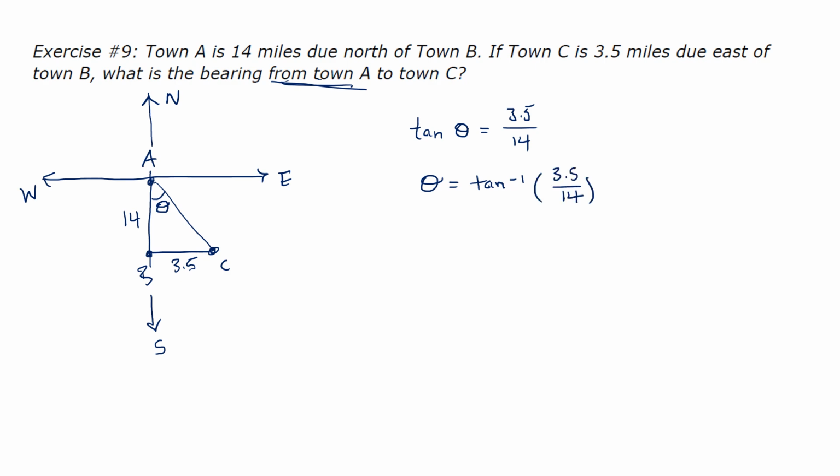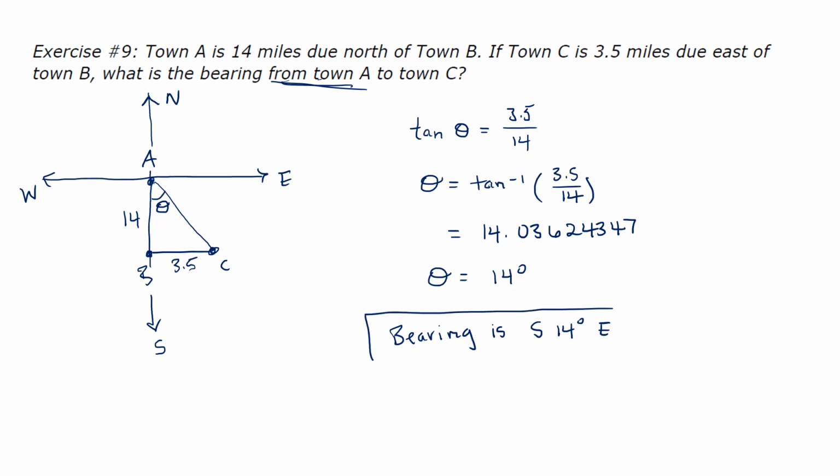So theta is the inverse of tan of 3.5 over 14. When I plug that in my calculator, I get a super long decimal. Make sure it matches yours. Since the values I've been working with have 2 significant digits, I'm going to round this to 2 significant digits. So theta is 14 degrees. So my bearing is south 14 degrees east. Remember, you always start north-south and then go east or west.